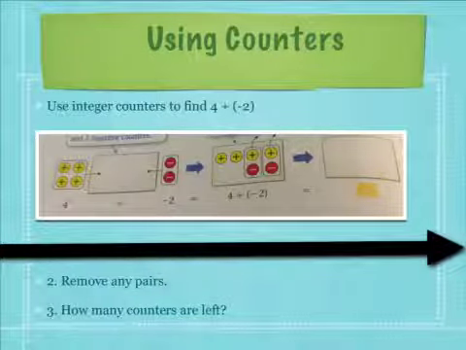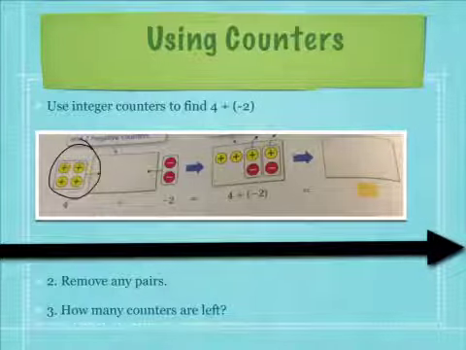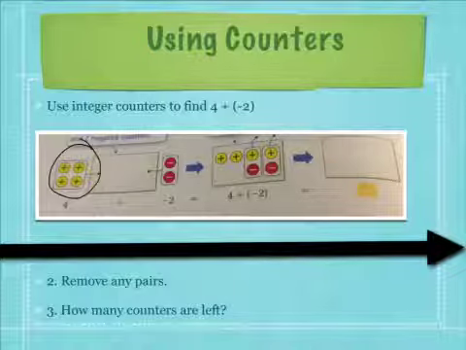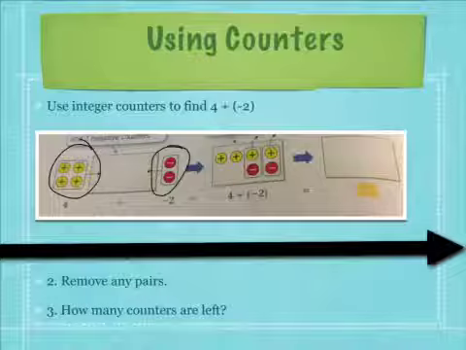We can use counters for subtraction as well. Remember, positive is yellow and negative is red. So for this example, 4 plus negative 2, we're going to start with 4 yellow positive counters, and we're going to add 2 negative counters, the red ones. So altogether we have 6 counters.